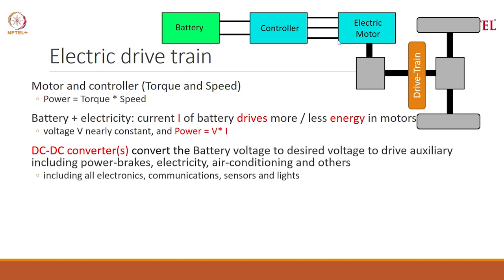Then, of course, as I pointed out, there are DC-DC converters. They convert the battery voltage to the desired voltage, because my battery voltage may be 48 volt, the light may be 5 volt or 12 volts. So, I need a DC-DC converter. Or the battery voltage may be 350 volts, lights may be the same 5 volt. My radio may be 5 volt, 12 volt. So, you need a number of DC-DC converters to convert the battery power to the desired voltage. Now, you don't need an auxiliary battery anymore.